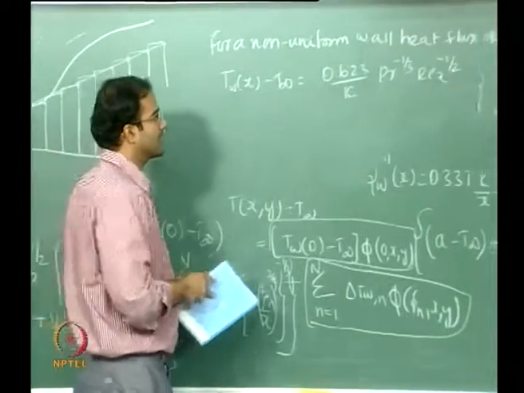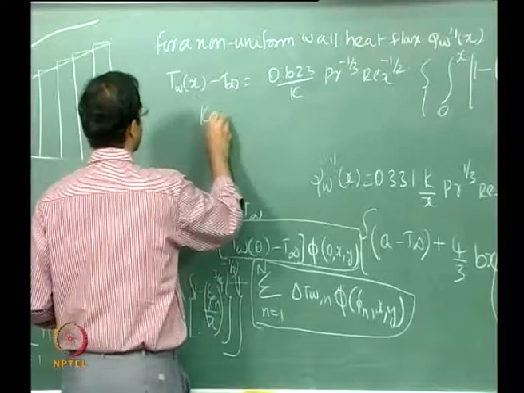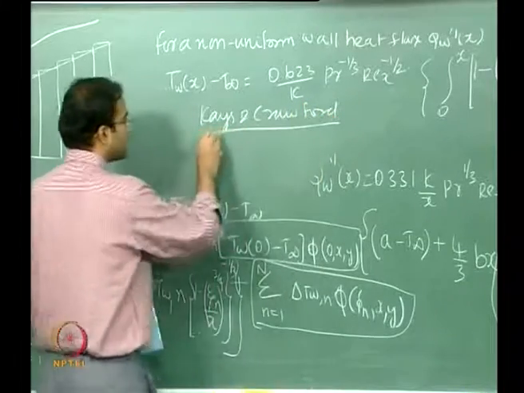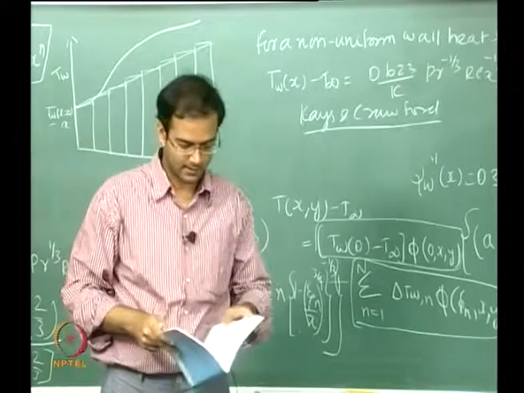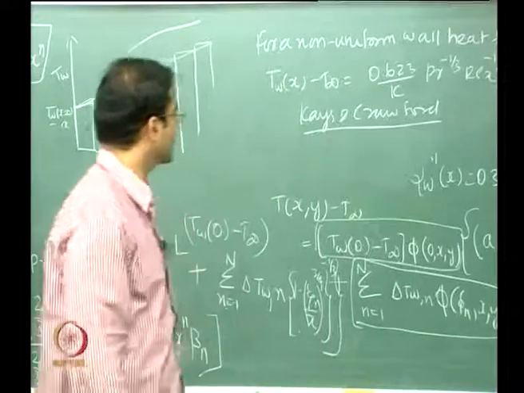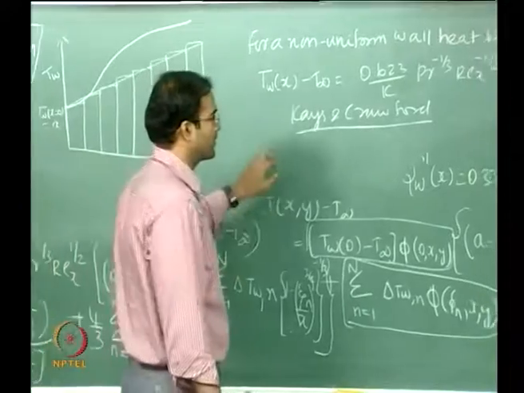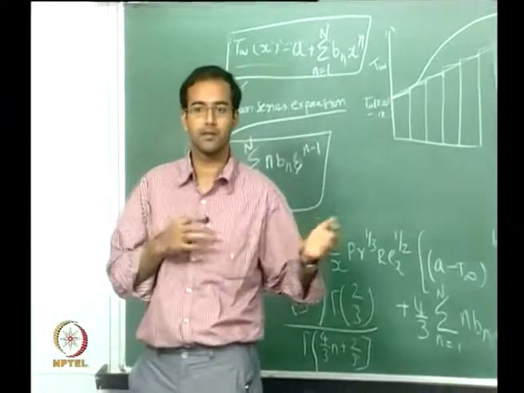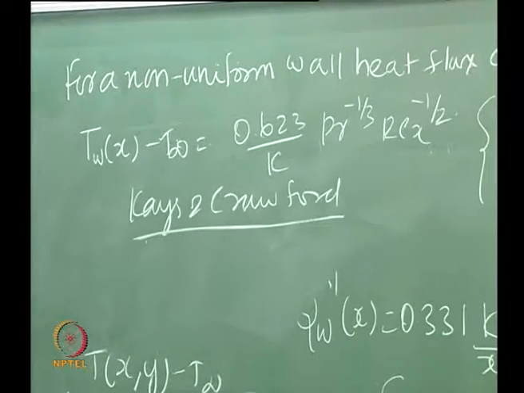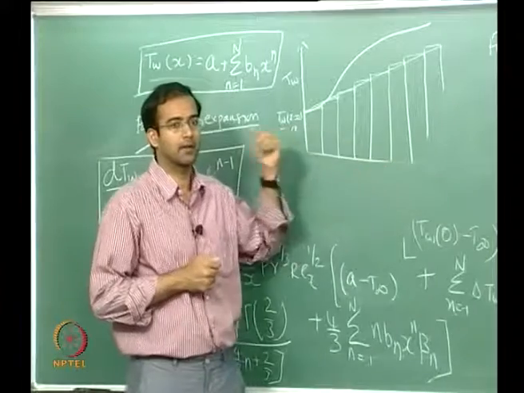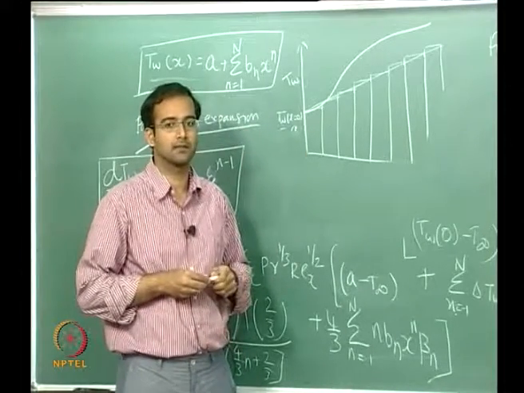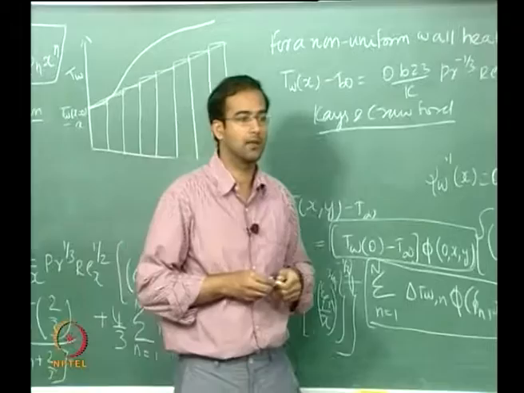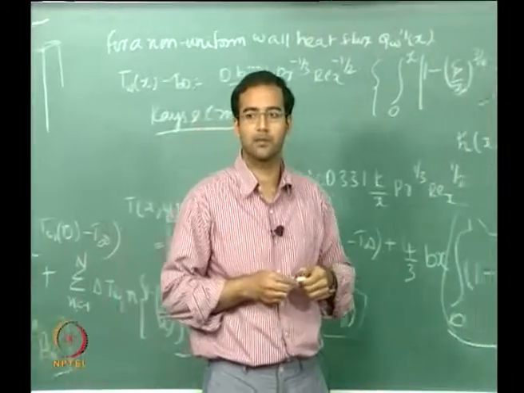So this is given in your textbook, Kays and Crawford. He has also not derived it, but I think there is a reference to some literature where they have done it and shown this kind of expression. Anyway, this is beyond the scope here, but you should understand that you can do either of these when using the approximate solutions. Given a non-uniform wall temperature, how do you calculate the variation in the wall heat flux, or given a non-uniform wall heat flux, how can you calculate the variation in the wall temperature? Both are possible by using the approximate methods.